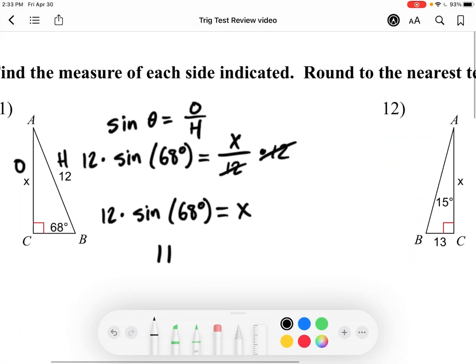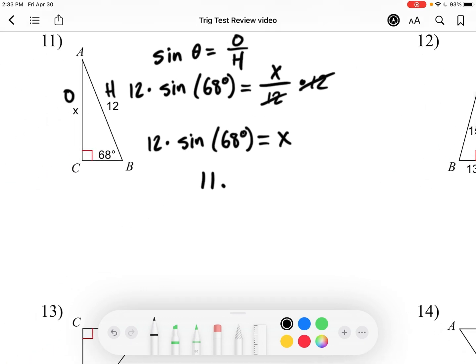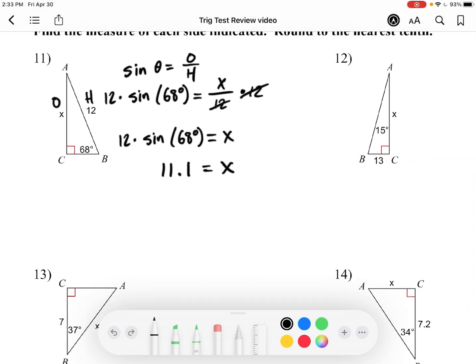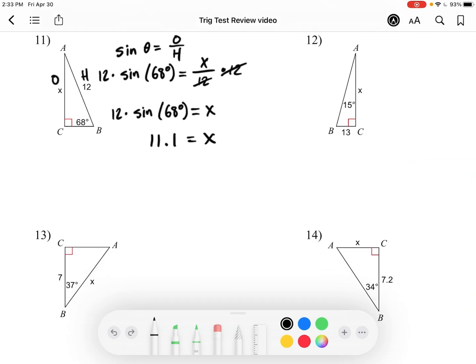And it tells us to round to the nearest tenth, so we're going to round to one decimal, so 11.1 is equal to x. So here's our answer right here. So for 12, 13, and 14, you need to first identify which trig function you're going to use based on the information that you're given.